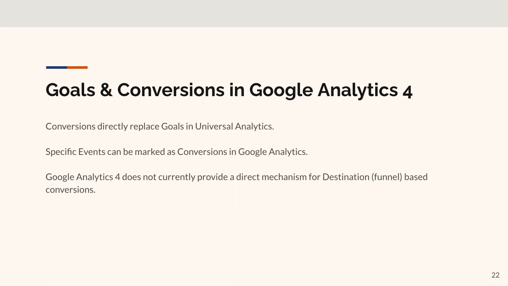Goals and conversions in Google Analytics 4. Conversions directly replace goals. So there's not a goal anymore, it's just conversions. Specific events can be marked as conversions. So this event, it's a conversion.